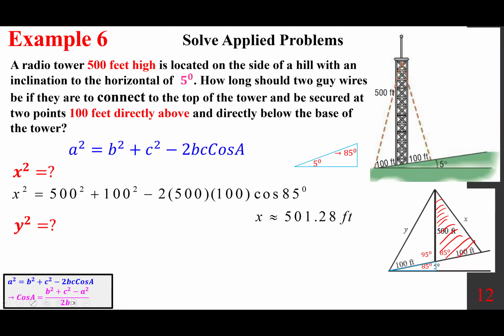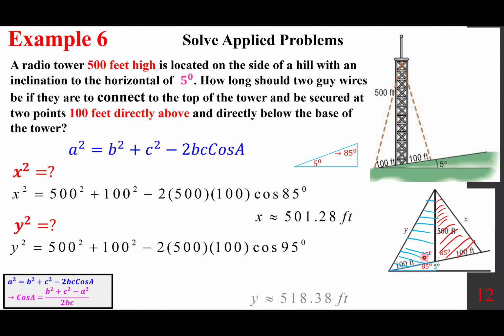Now, what about y squared? We are going to use this one, everybody. And say, okay, we want y squared. So this side squared, 500 squared plus 100 squared minus 2 times the product of the two times cosine of 95 degrees. And again, you put it into a calculator and you come up with the answer. You have to take a root. y is a little bit longer, 518.38 feet.